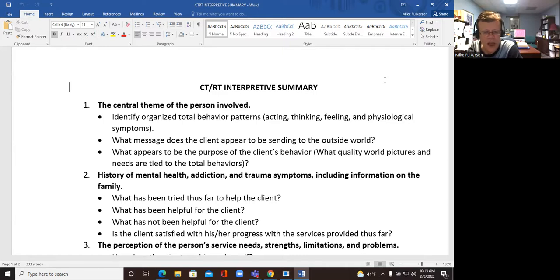Oftentimes, the diagnosis is going to give us clues as to what part of the total behavior is going to be most recognizable. So if we have a person we're working with that has a disruptive behavior disorder, the most recognizable component of the total behavior is going to be the acting component. If it's a thought disorder, and we're dealing with a client that has psychosis, it's going to be most recognizable in the thinking component. If we're dealing with a person that has an affective disorder or a mood disorder, it's going to be most recognizable in the feeling component.